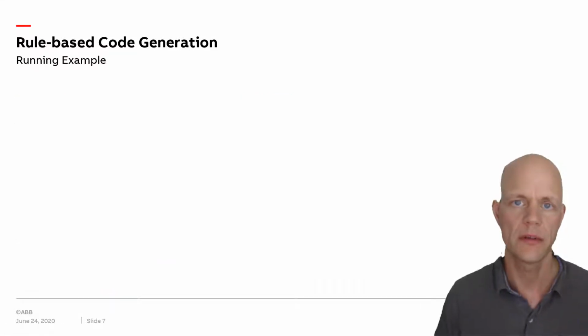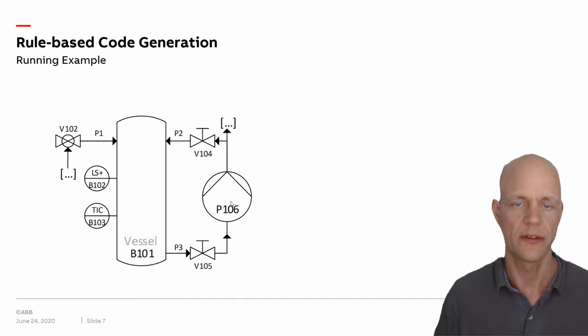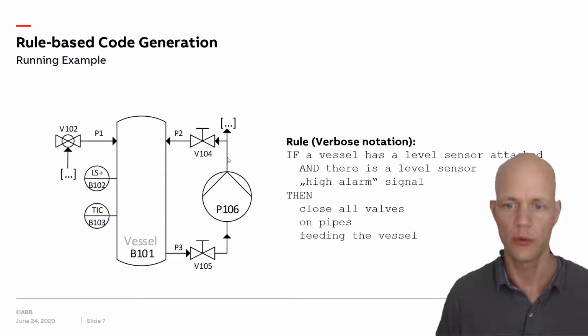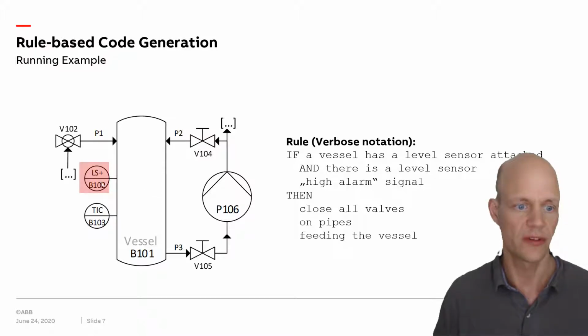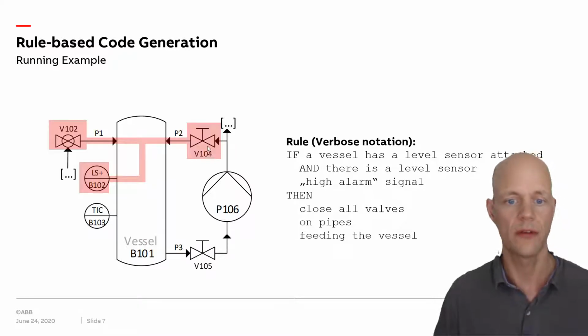Here's a short running example to show the concept. We have this very simple topology model with a vessel, a pump, and two valves. And we have a rule which says: if a vessel has a level sensor attached to it and there's a level sensor high alarm signal, meaning that the level in the tank is too high and the tank is about to burst, then close all the valves on pipes feeding the vessel. In this situation, this rule would match for this level sensor. The letter L indicates it's a level sensor. Then we can trace back through this pipe number P1 to the V102 and also back to the other feeding valve.